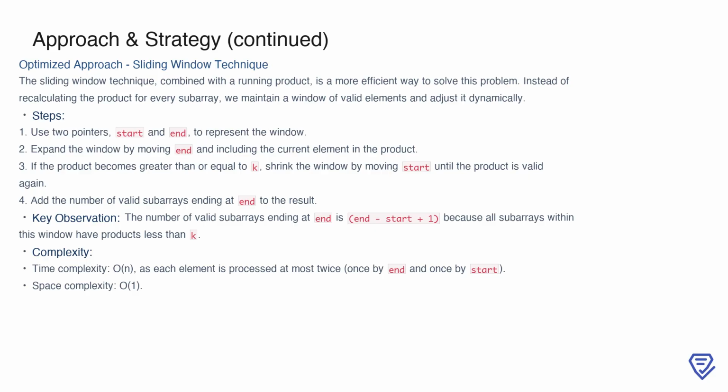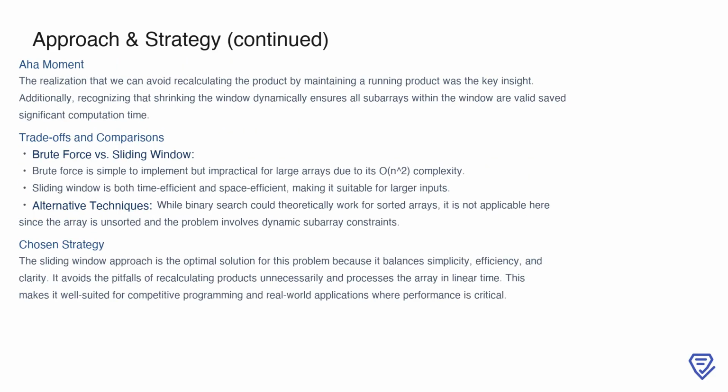This approach significantly reduces the computation time, with an overall time complexity of O(n), since each element is processed at most twice, and a space complexity of O(1), as we use no additional data structures. The breakthrough insight here is that by maintaining a running product and dynamically adjusting the window, we can avoid recalculating the product for every subarray, saving substantial computation time. This realization forms the basis of the sliding window approach.